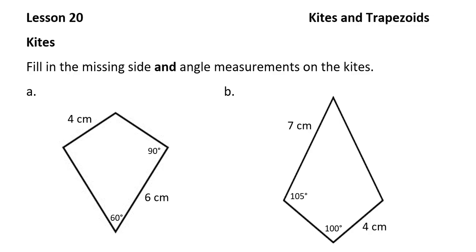This tutorial is for 5th grade, Module 5, Lesson 20. In this lesson, we're going to look at the attributes of both kites and trapezoids. We're going to start by looking at kites.